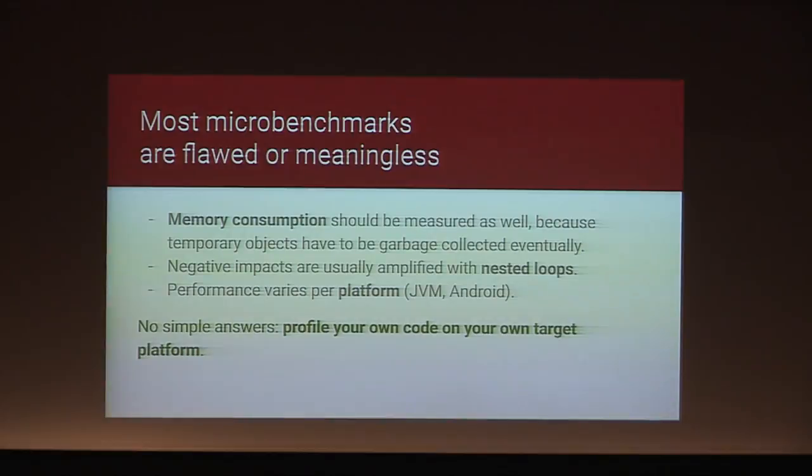One thing worth mentioning also is that the memory consumption was never mentioned in the benchmark. It was just about elapsed time. But if you end up with a lot of memory allocated, this is also a cost because this memory will have to be garbage collected eventually. Also, the negative impacts are amplified when you are writing nested loops and things like that. And of course, the performance varies greatly per platform. You have the JVM for the desktop and server, but you also have Android. And on Android, you have Dalvik, and you have ART, and you have a lot of different versions of ART. And each version has its own different optimizations.